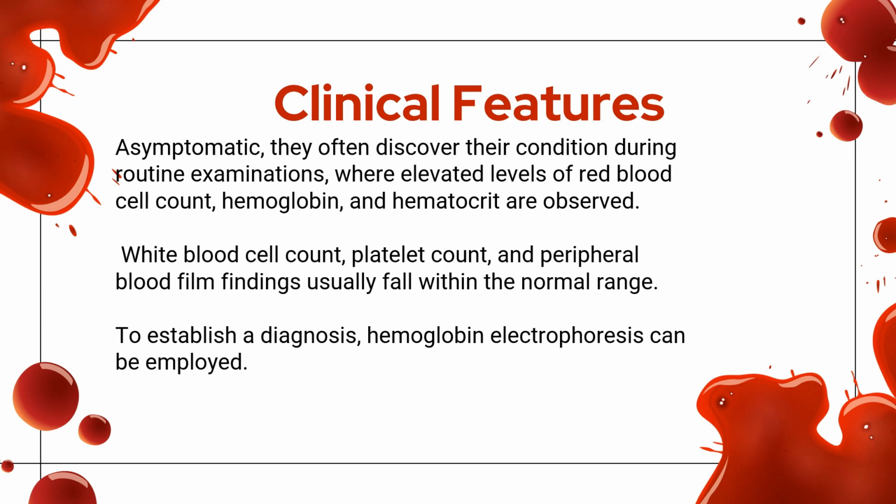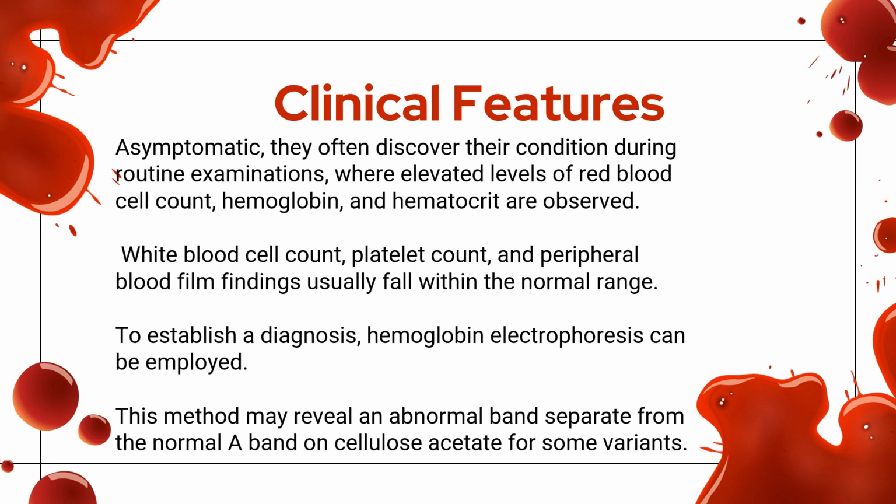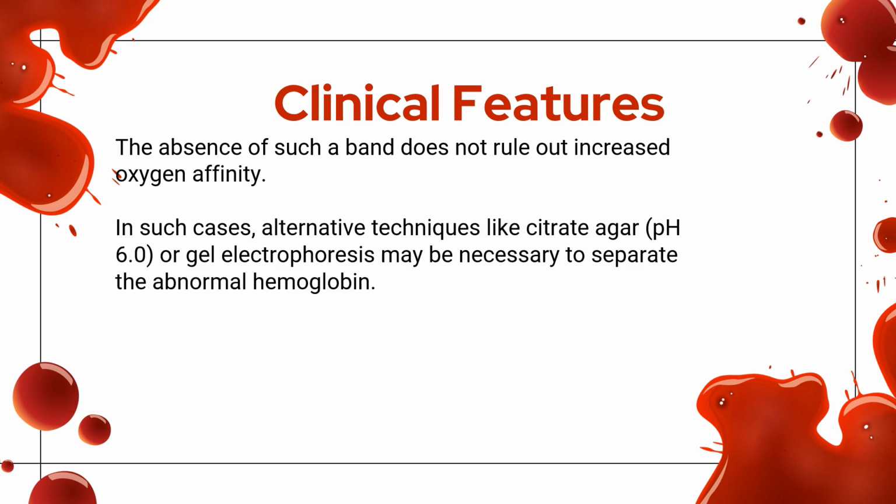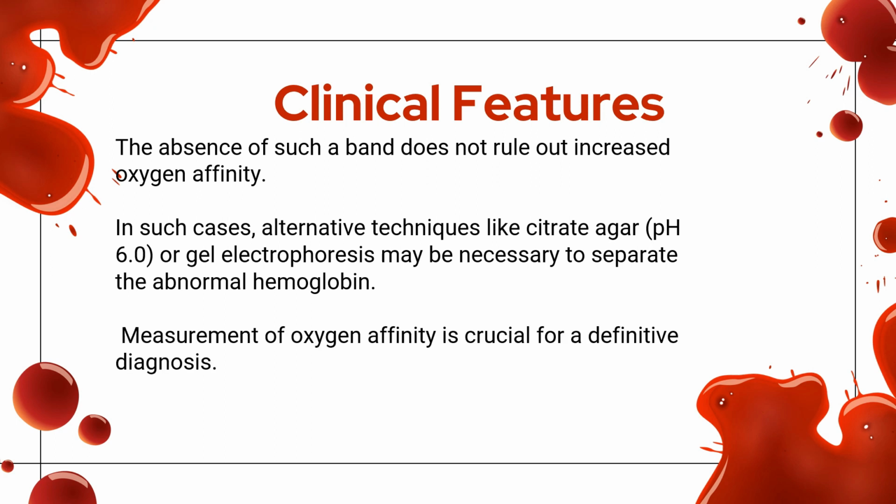To establish a diagnosis, hemoglobin electrophoresis can be employed. This method may reveal an abnormal band separate from the normal A band on cellulose acetate for some variants. However, the absence of such a band does not rule out increased oxygen affinity. In such cases, alternative techniques like citrate agar, pH 6.0, or gel electrophoresis may be necessary to separate the abnormal hemoglobin. Measurement of oxygen affinity is crucial for a definitive diagnosis.